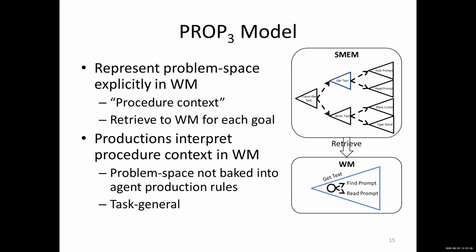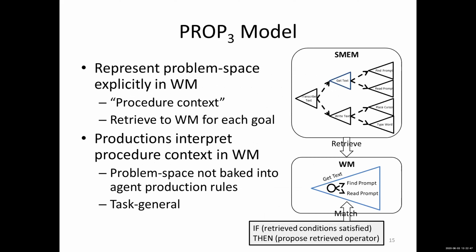We explicitly represent the problem space as a declarative structure that gets retrieved from SMEM into working memory. This structure, we call a procedure context in Soar. It's a declarative structure in working memory that just describes what operators are available in the current problem space. And then a general set of production rules in the Prop 3 agent interpret the instructions that are written in that declarative procedure context structure and propose whatever that procedure context says to propose in that problem space, and apply whatever the instructions say to apply in that problem space.